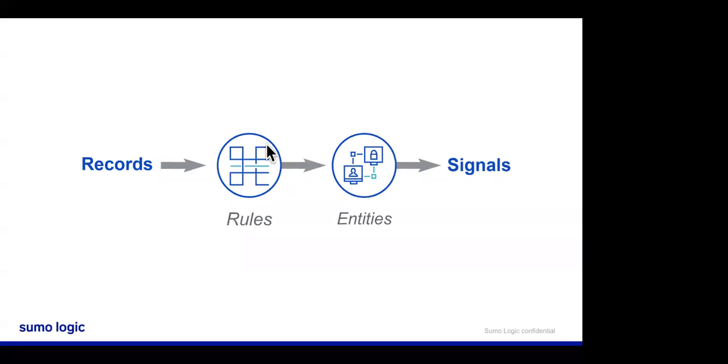From our records, we're going to compare them against our rules. As I mentioned, we've got a bunch of built-in rules, hundreds of built-in rules that you can use. And as I mentioned yesterday, and we'll mention again today, you can create your own rules for specific situations in your company and in your data. If it does match the rule, we'll extract out the entity, the IP address, the host name, the username. And we'll call that a signal. So a signal is something that's not right, something that we want to bring your attention to.